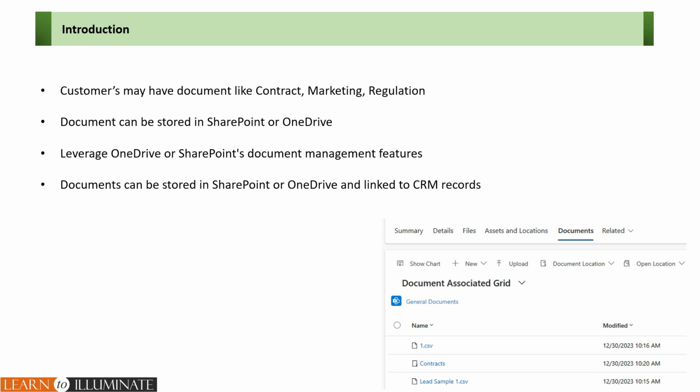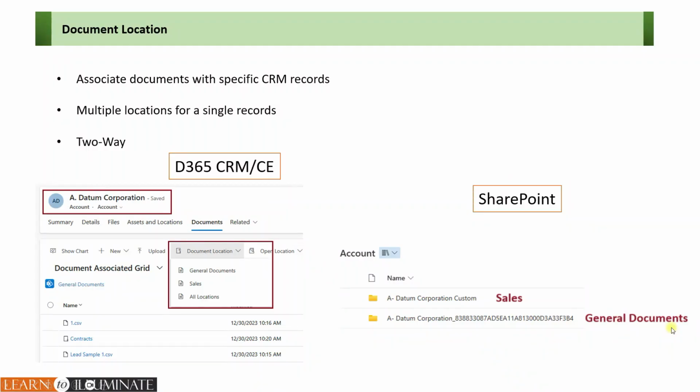And very importantly, when you open an account record and go to that specific record, you should be able to see all the associated documents on that record. We can associate documents with a single record. So when you go to an account or a contact, on a specific record we can add a document to that record. And we can also add multiple locations.